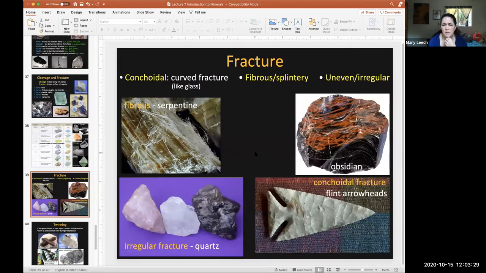Fracture. Here's the conchoidal fracture I was talking about. A glassy curved shape like this, or the little broken parts of a flint arrowhead. Quartz has a conchoidal fracture too. So glass and quartz, though I don't see the conchoidal quite so well here. Or you might have a fibrous fracture. A lot of minerals though have an irregular fracture. Like if I were to break the feldspar, you can see the broken faces in some cases, and it's just irregular.